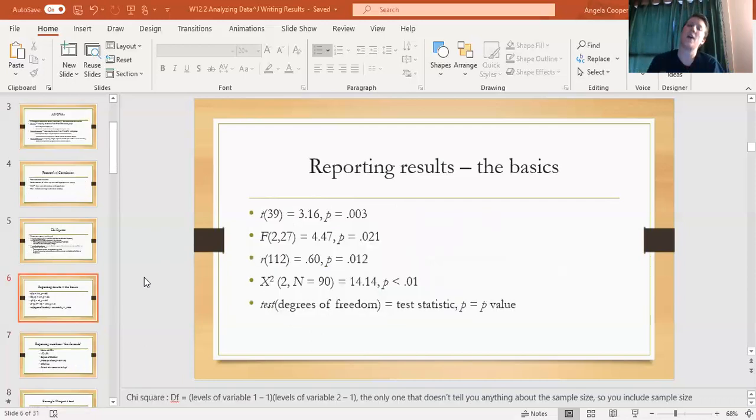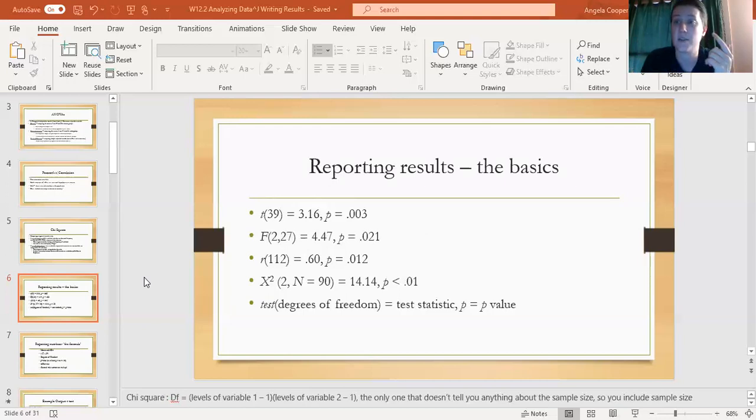Okay, so now that we've gone over the different types of tests, we've talked about t-tests, independent and dependent, ANOVAs, one-way, repeated measures, factorial or two-way ANOVAs. We've talked about correlation. We've talked about chi-square. Now here's the point: how do we report these results? Once you have analyzed your data, you'll see, okay, cool, I got my p-value, I have all my information, I have my test statistic, I know what to do about my hypothesis.